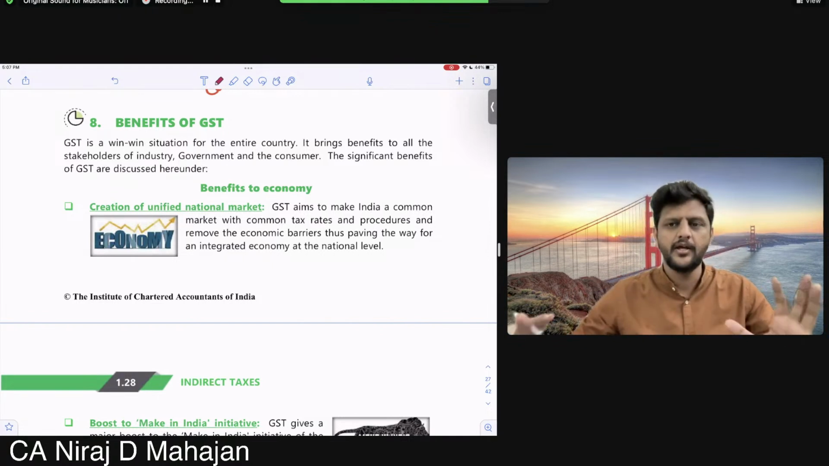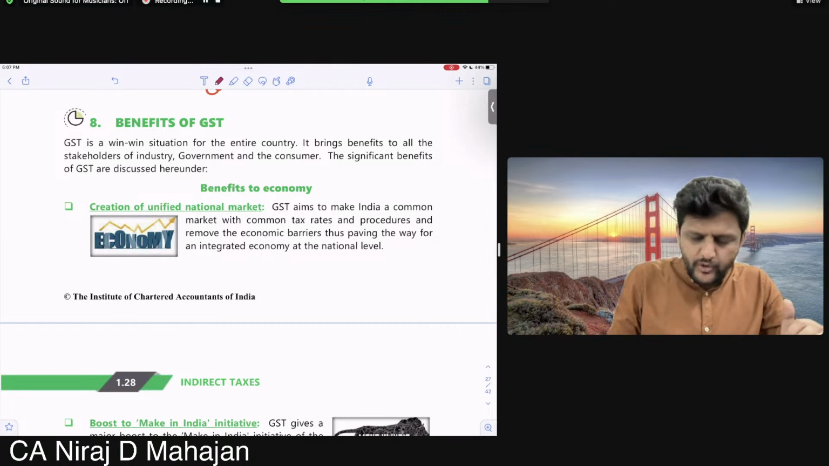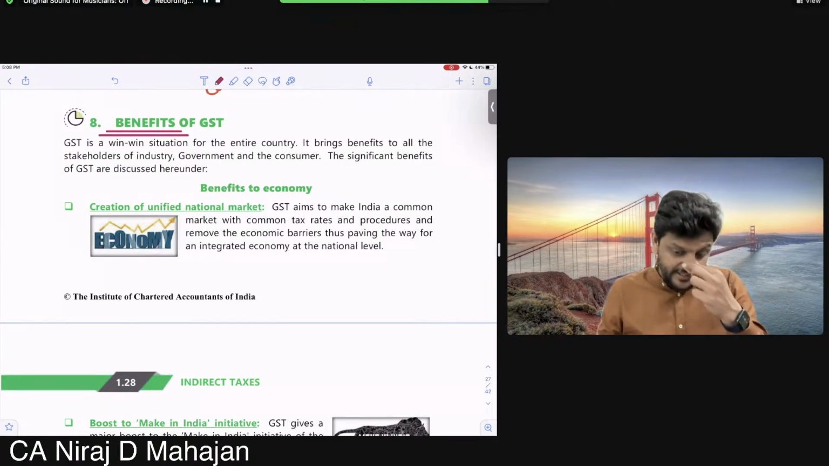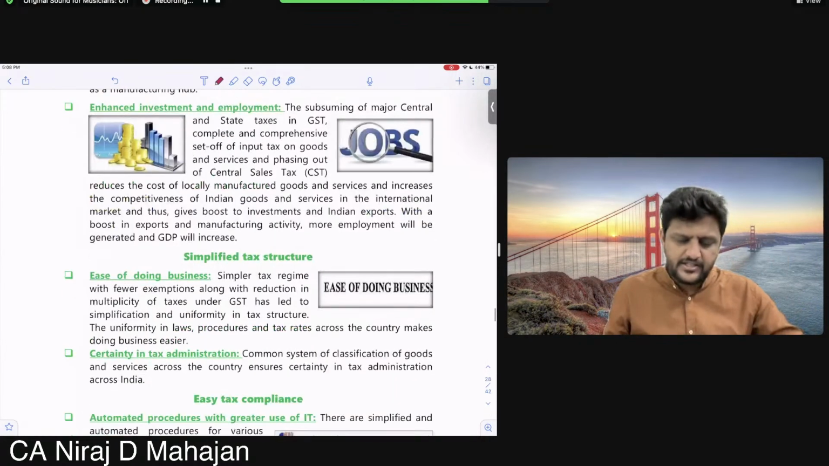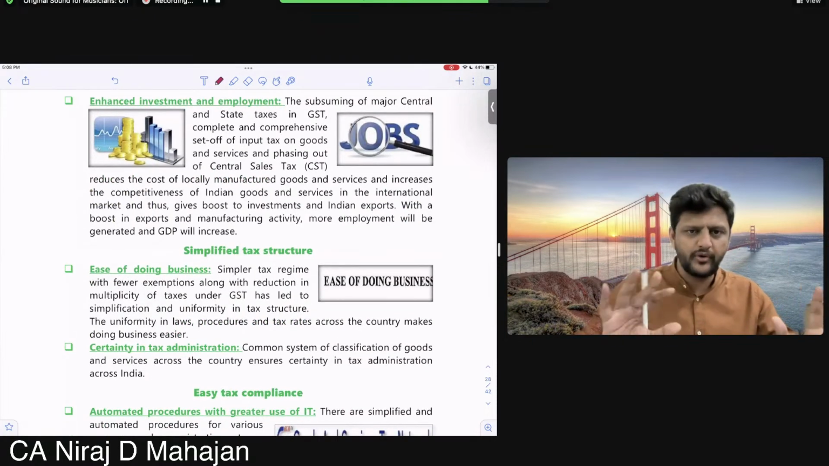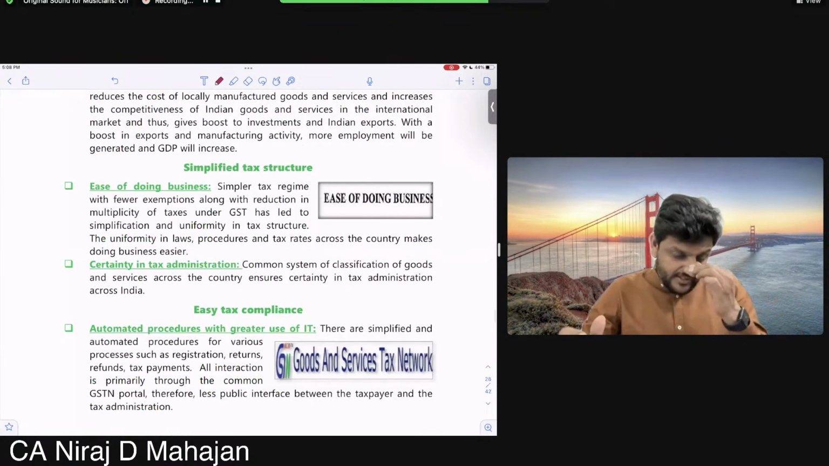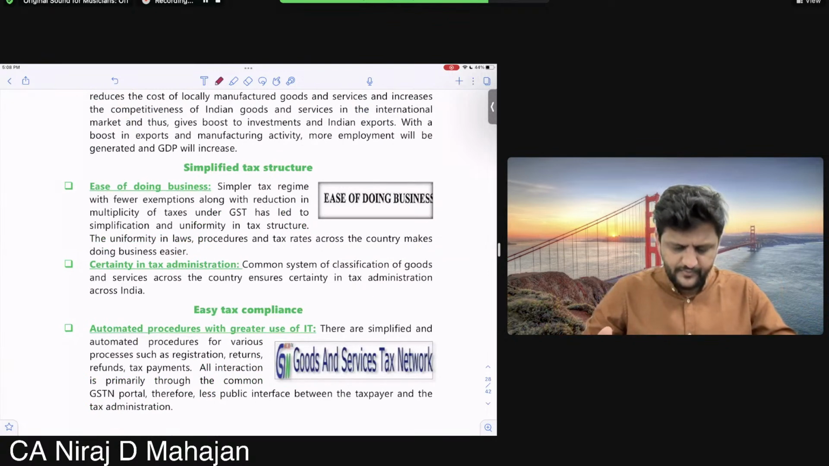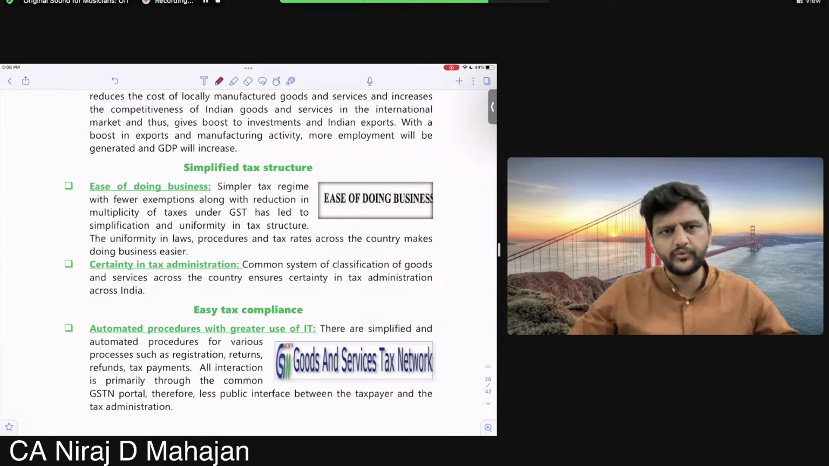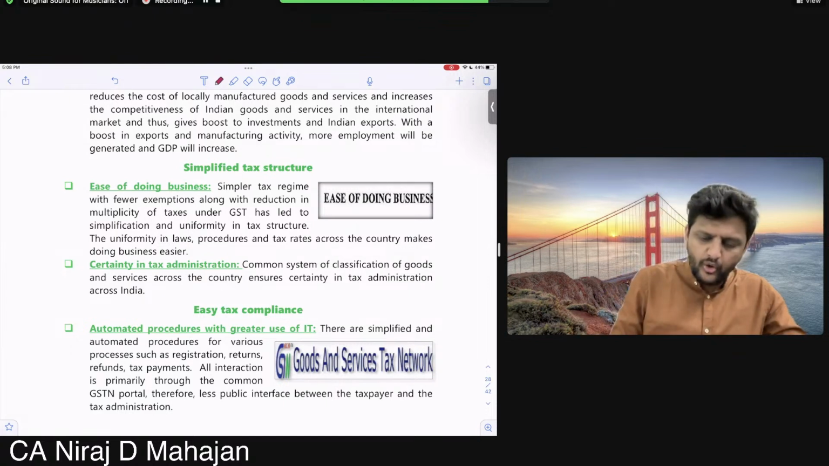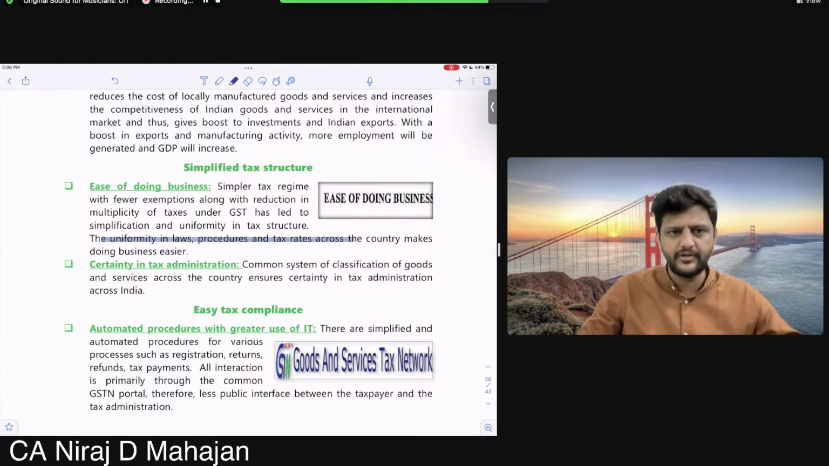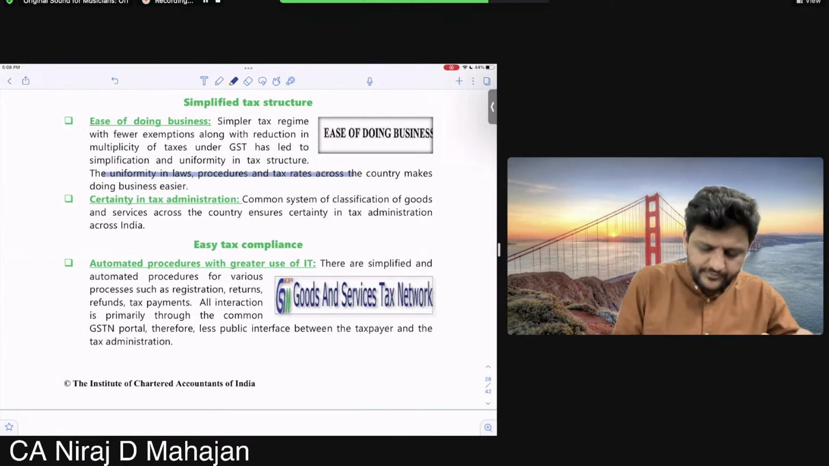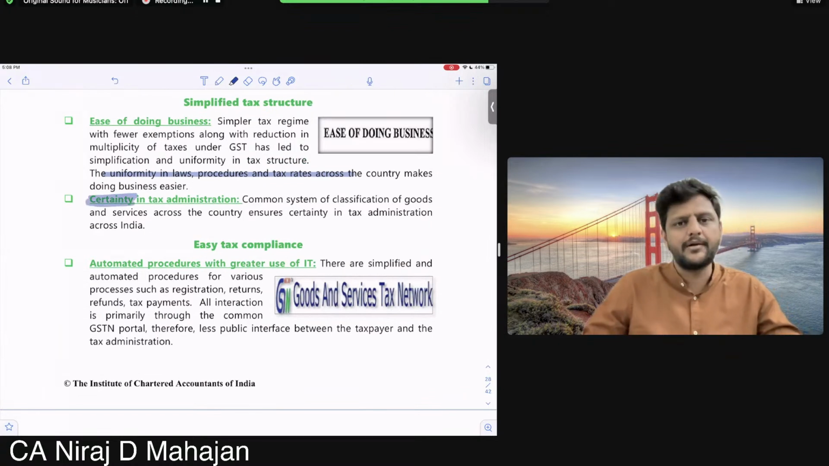Okay? So please learn by heart the benefits, so that whenever you argue with somebody, you can make big claims of this. Okay, creation of a unified national market, boost to the Make in India initiative, enhanced investment and employment. This is what you have to read, but I'm not going into it. Simplified tax structure, ease of doing business, nice. Basically, yes, uniform law throughout the country. So uniformity in law throughout the country, procedures, tax rates across the country, so that it makes it a little bit easier. Certainty means clarity, okay, in tax administration.